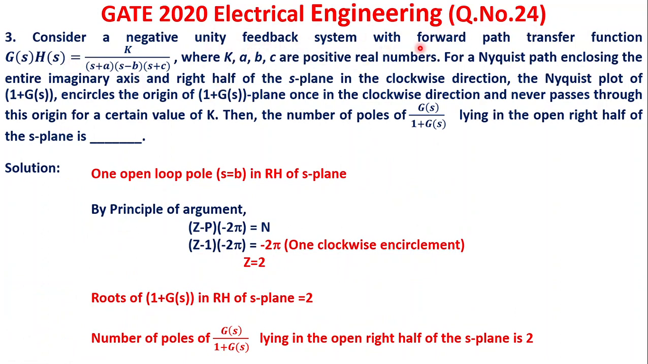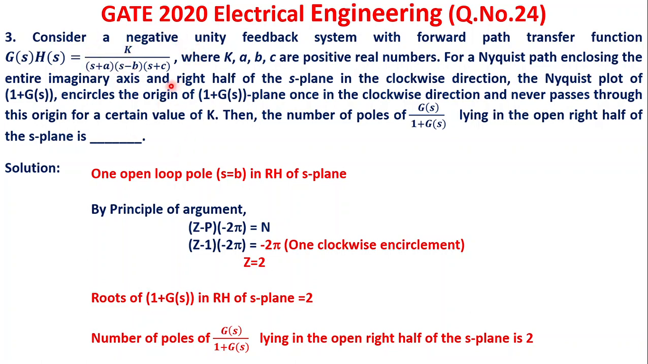Consider a negative unity feedback system with a forward part transfer function where K, A, B, C are positive real numbers. So for a Nyquist path enclosing the entire imaginary axis and the right half of the S plane in the clockwise direction, the Nyquist plot of 1 plus G of S encircles the origin of the 1 plus G of S plane once in the clockwise direction and never passes through the origin for a certain value of K. The number of poles of G of S by 1 plus G of S lying in the open right half of the S plane is dash. So they have given the open loop transfer function.